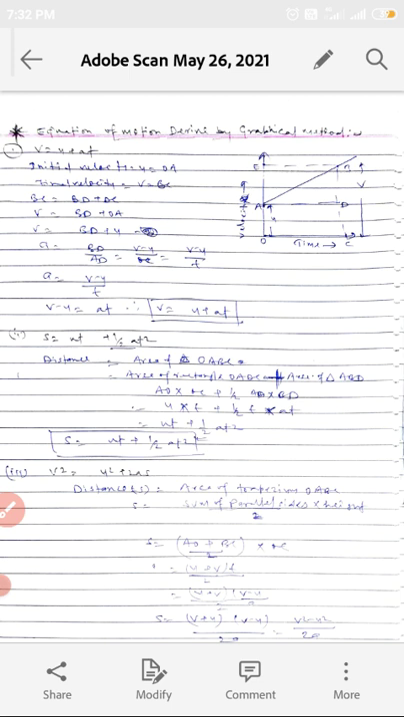Generally we discuss when speed is constant, but here I made a graph where speed is not 0, where the initial speed is u and the final velocity is v. OA is u, BC is v, and OC is time. That means on the y-axis we represent velocity and on the x-axis we represent time.